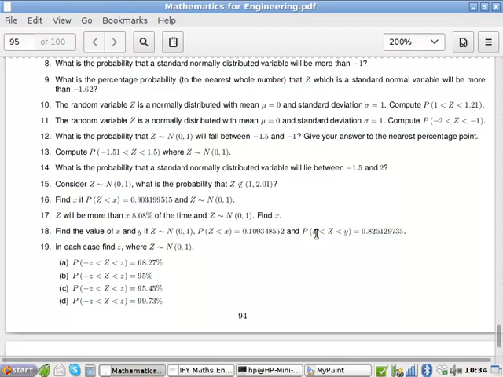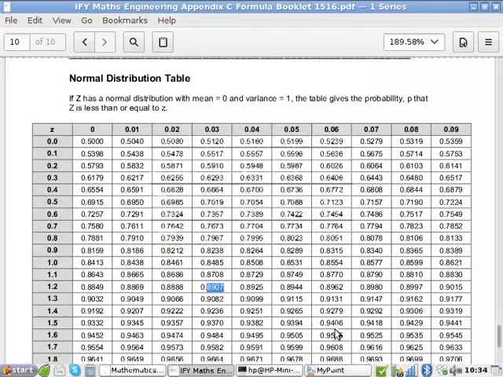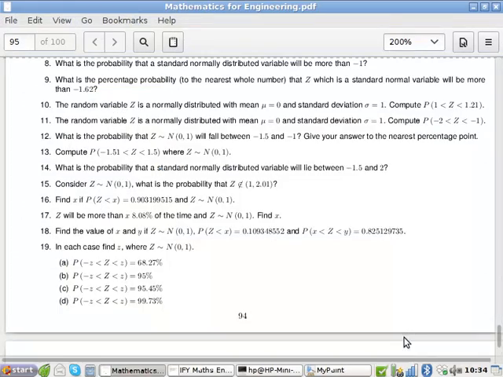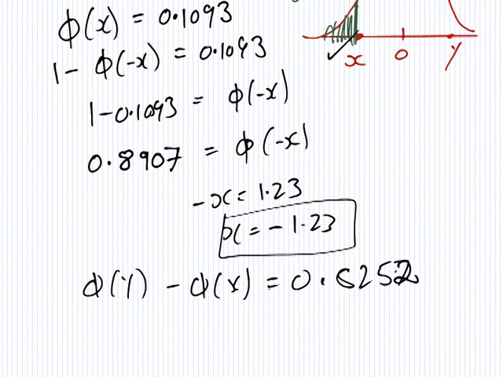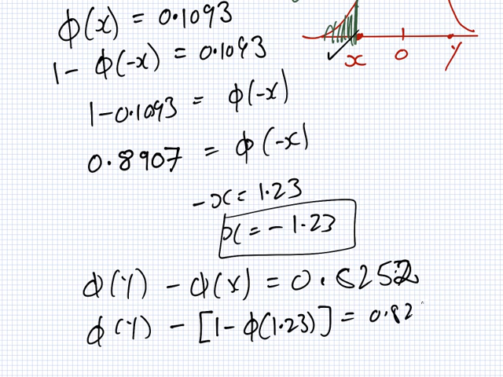So I tell you between x and y is 0.8252. So that means the y1 minus the x1 is 0.8252. Isn't that what I said? 8252. Now the good thing is we know the x now, so I can say the y minus, and then this is 1 minus the value at 1.23. That's equal to 0.8252.